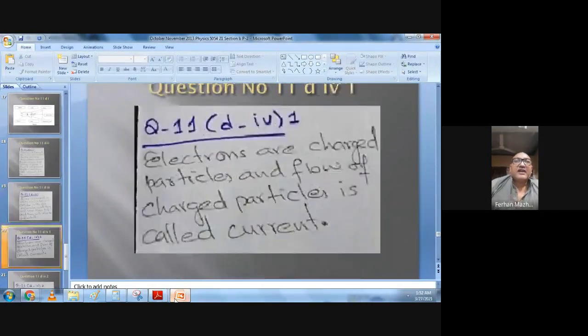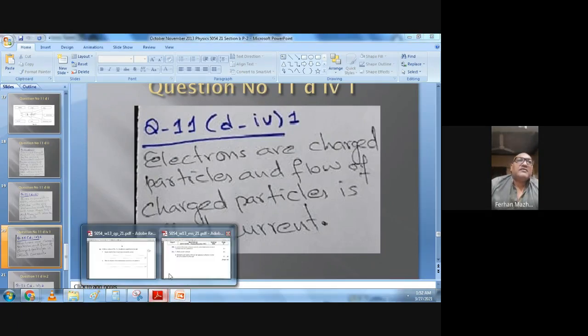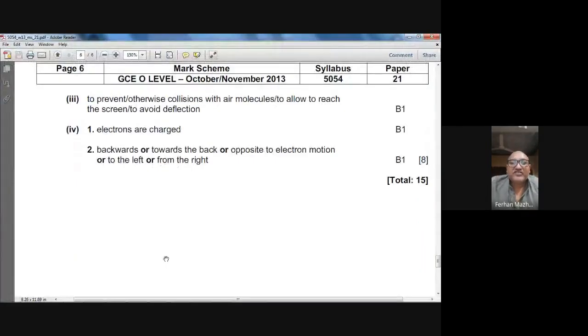So let me check my answer. Here you see on your screen the answer is showing: electrons are charged particles and flow of charged particles is called current. Let me check the marking scheme. In the marking scheme, it only says electrons are charged.